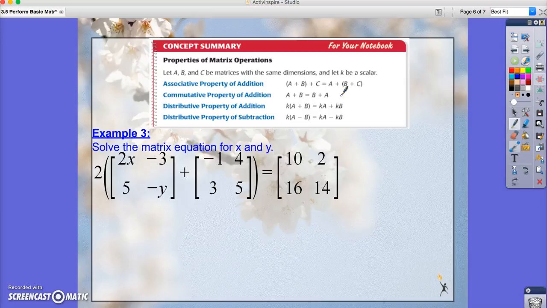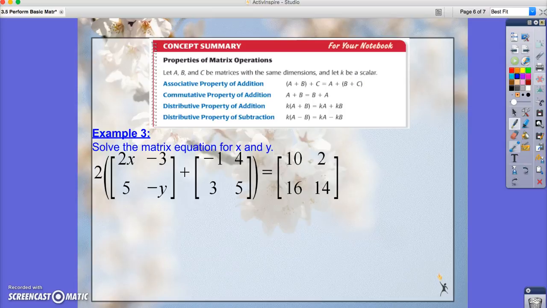Distributive property of addition: you take K, which is a scalar, and distribute it. So you get KA plus KB. And then the distributive property of subtraction also works. When you distribute the K, you get KA minus KB. So all of these properties we dealt with numbers. We're now also saying that matrices allow it as well.